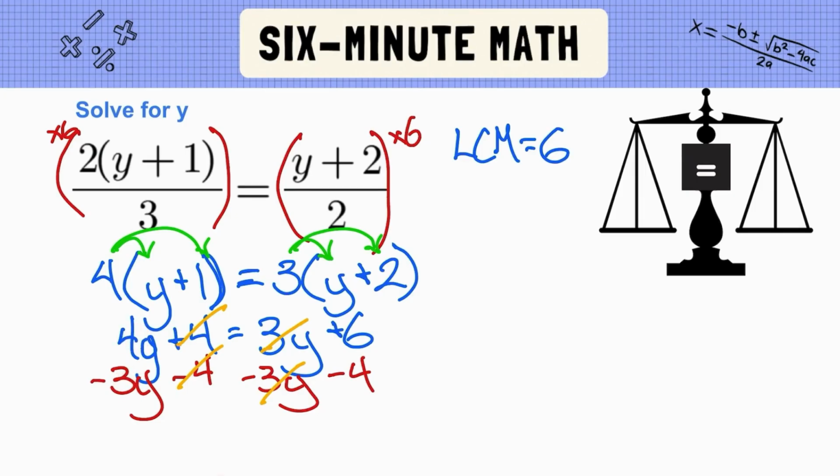4y minus 3y is a single y. My positive 4, negative 4 have canceled out. My positive 3y, negative 3y have canceled out. I had an equal sign. And then 6 minus 4 is 2.